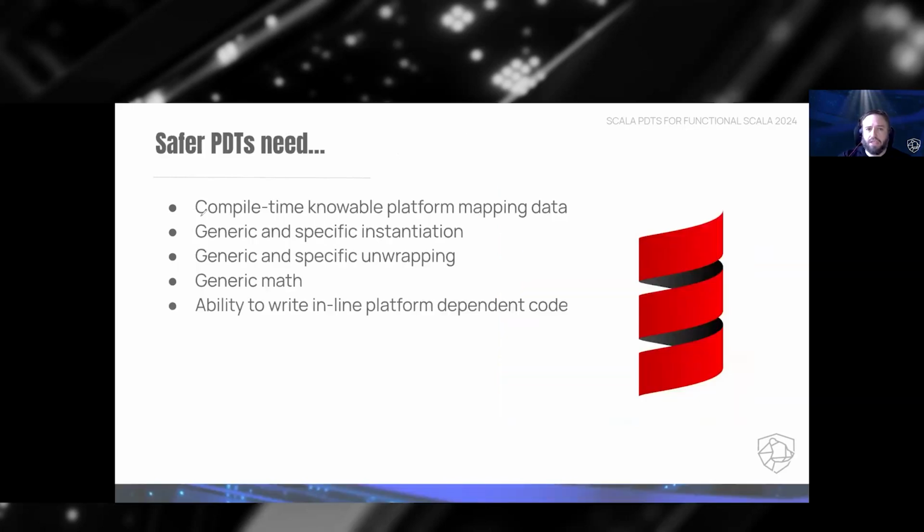And in order to do that, we need compile time knowable platform mapping data so that the compiler can know what platform you're running on and what mappings apply for that platform. And we also need helper methods for the platform dependent types, such as generic and specific instantiation. Generic here being that we don't have to have specific knowledge of what platform we're running on in order to do instantiation, and specific instantiation being the case where we have strong knowledge of the platform we're running on, and the instantiation is easier or more powerful because of it.